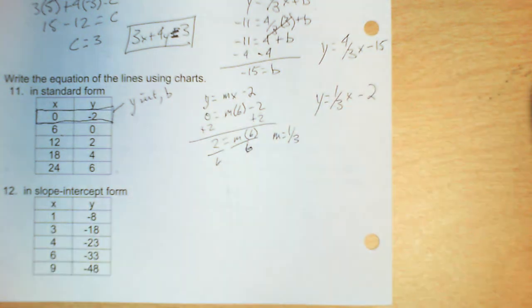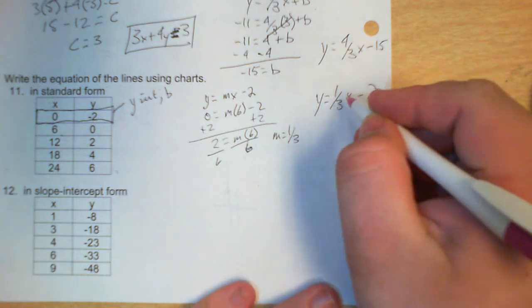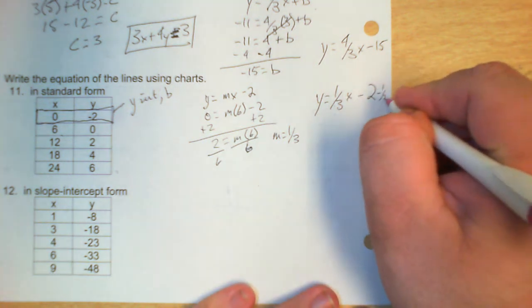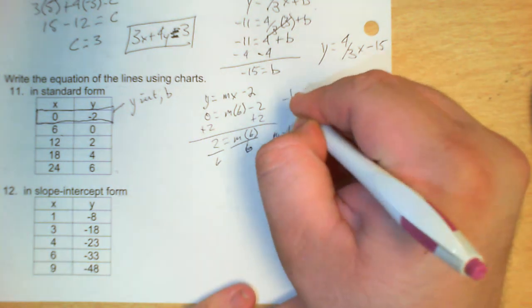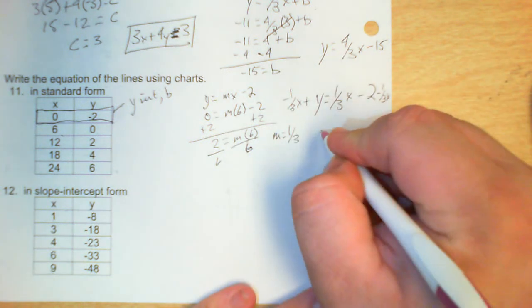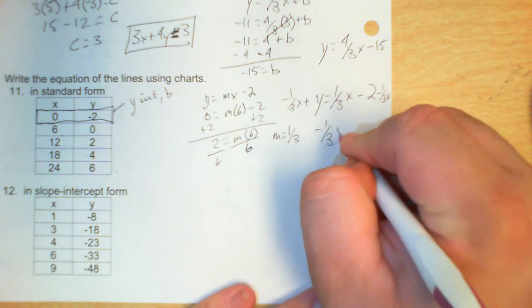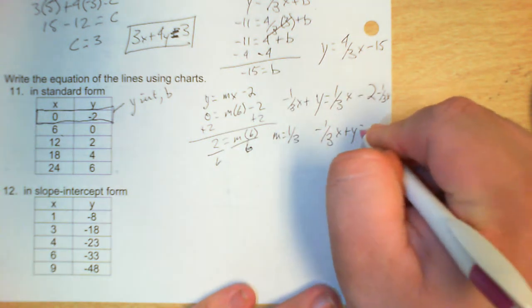Am I done yet? No, because I got to get it in standard form. So the thing I'm going to do, I'm going to subtract 1/3 x from both sides. Okay? So I get negative 1/3 x plus y equals negative 2.